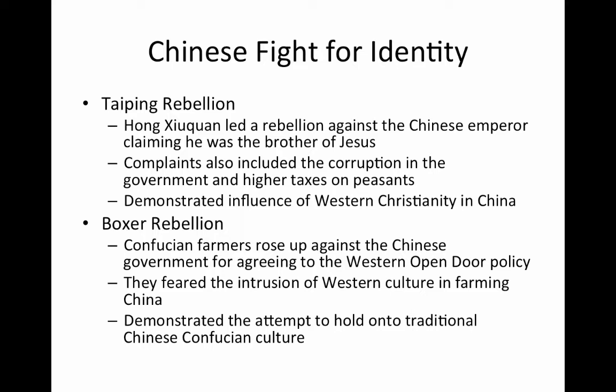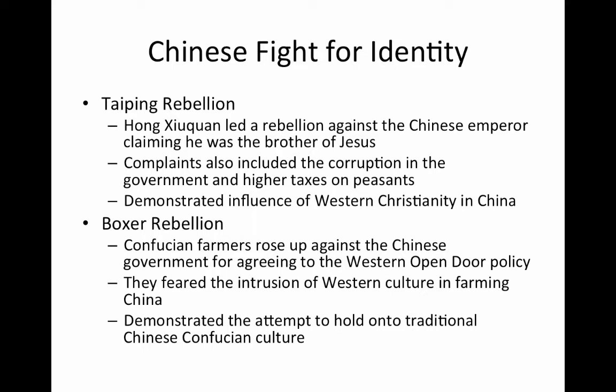On the opposite side, in the late 1800s, was the Boxer Rebellion. The Boxer Rebellion was led by Confucian farmers who rose up against the Chinese government for agreeing to the Western open door policy. The Western open door policy basically split up China into different sections for trade with different European countries. This allowed for European economics and culture to influence internal Chinese belief systems. So the Confucian rebels feared the intrusion of Western culture in their farming China. This demonstrated the attempt to hold on to traditional Chinese Confucian culture.